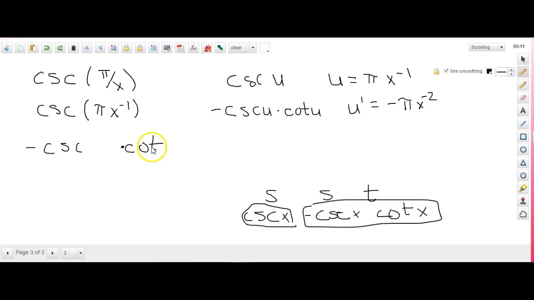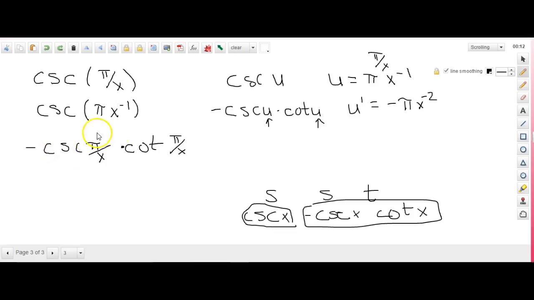So negative cosecant cotangent. So evaluated at the inside is going to happen at 2 spots on this one. We have u and u with the cosecant and with the cotangent. So both of them. And then when they write the final answer, we changed it to x to the -1 in order to take the derivative, but originally this was just pi over x. So we're going to change it back to pi over x because that's how they're going to write the answer.